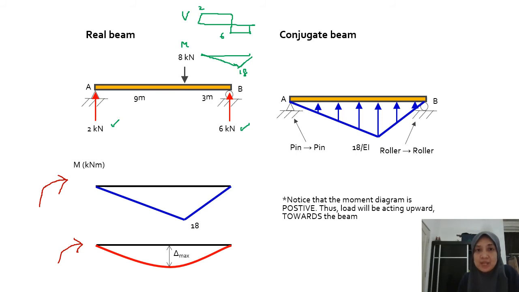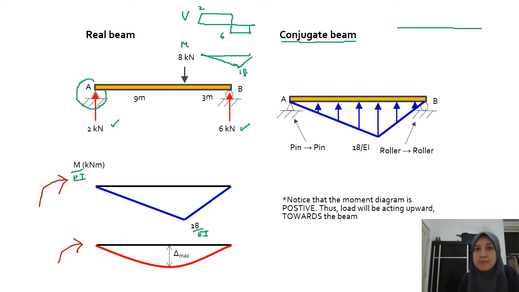Next step, draw M over EI. So divide this diagram by EI, so this value will be divided by EI. Once you have this, the next step is to draw your conjugate beam. So how do you draw the conjugate beam? At the beginning, have a beam and then check the support conditions.